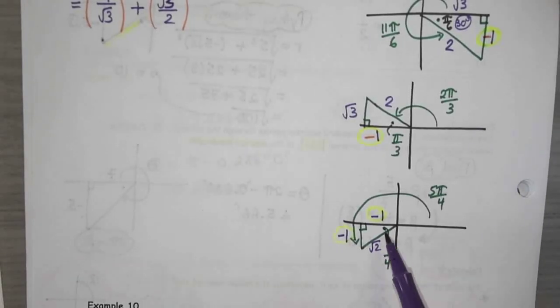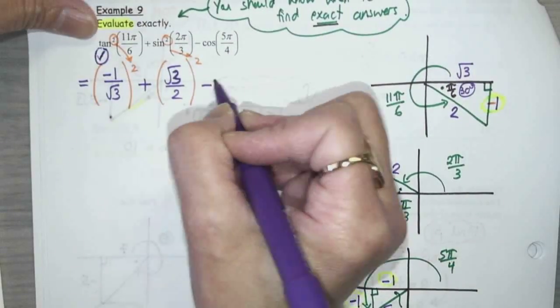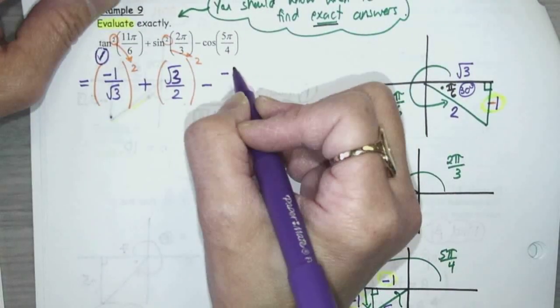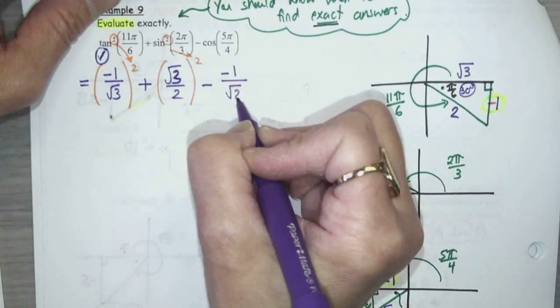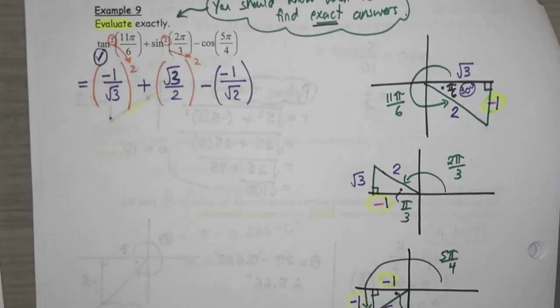Then we have cos, which is adjacent over hypotenuse, so it'll be -1 over root 2. So I'm going to take -1 over root 2, drag it up here. So minus -1 over root 2, bracket, no squared. So don't square everything.